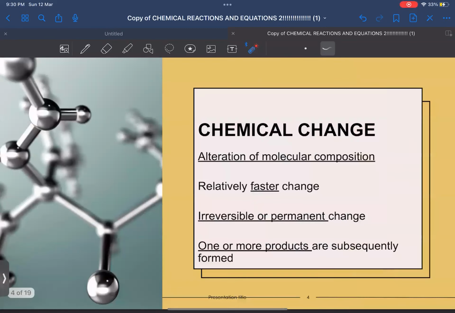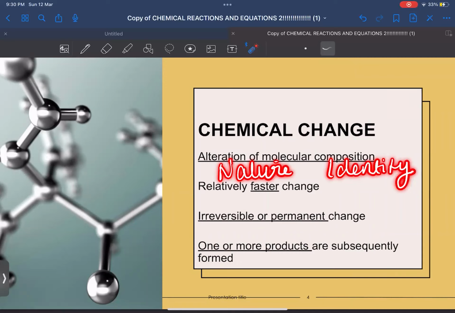So, chemical change. Chemical change is the alteration of molecular composition. Okay, that means the nature. Very simple. That means the nature and identity of the substance alters. Okay, and it is relatively faster than physical change. Chemical change is always irreversible or permanent.